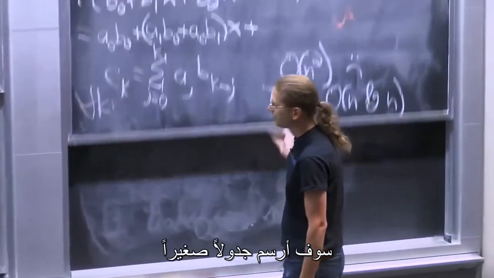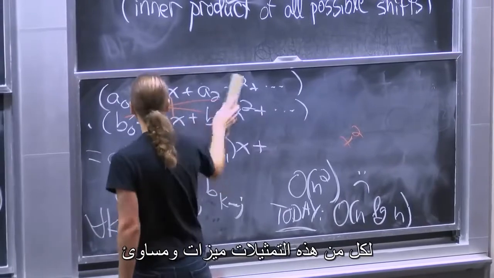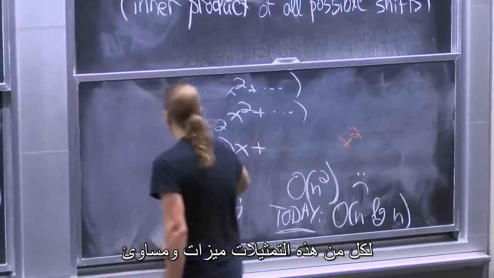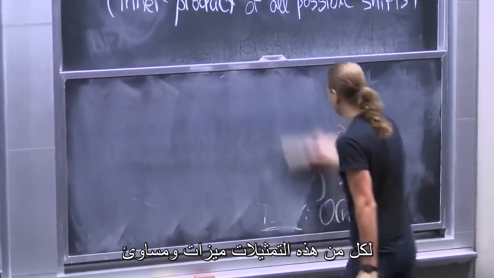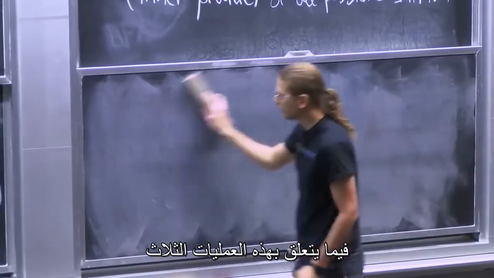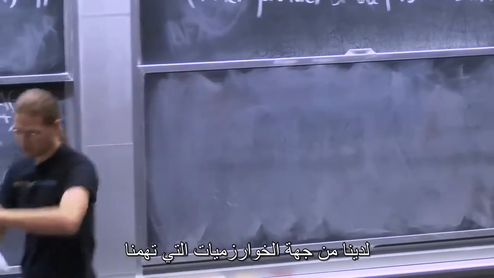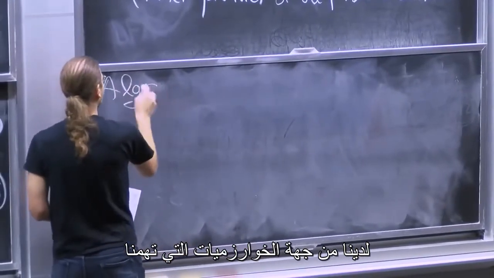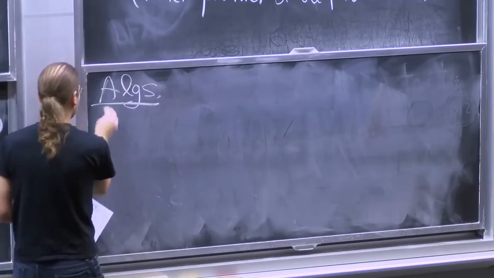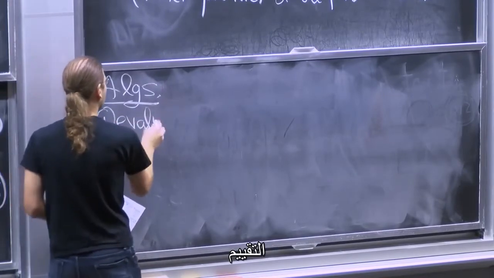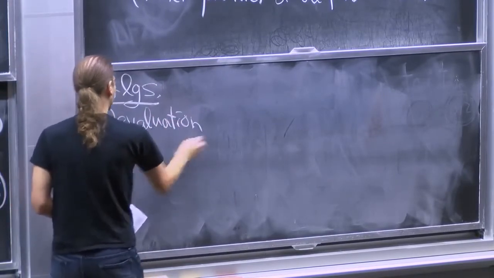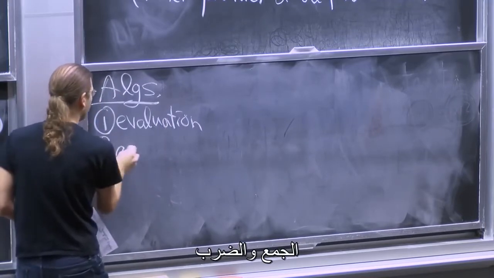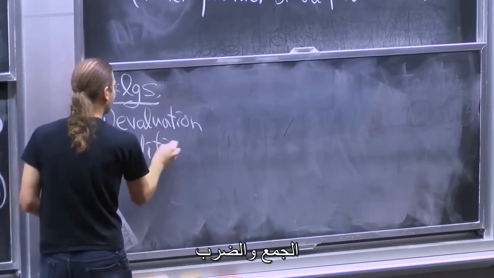So let me draw a little table. Each of these representations has some advantages and disadvantages in terms of these three operations. So on the one hand, we have the sort of algorithms we care about: evaluation, addition, and multiplication.